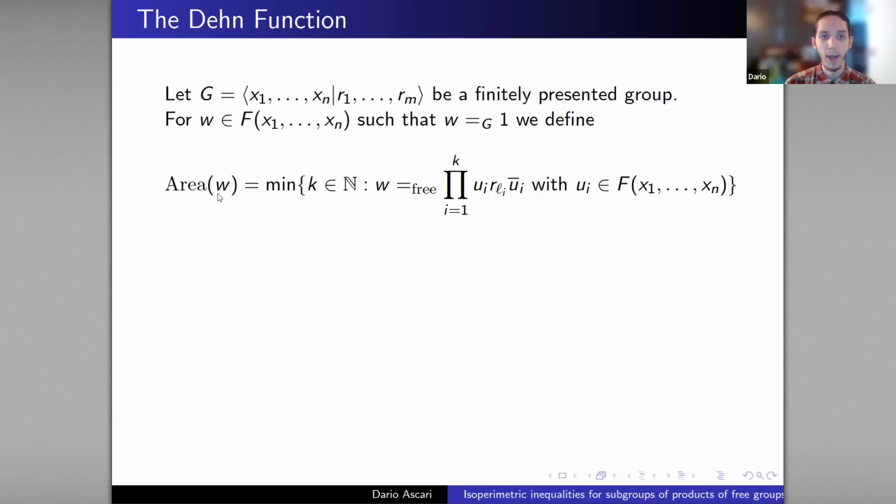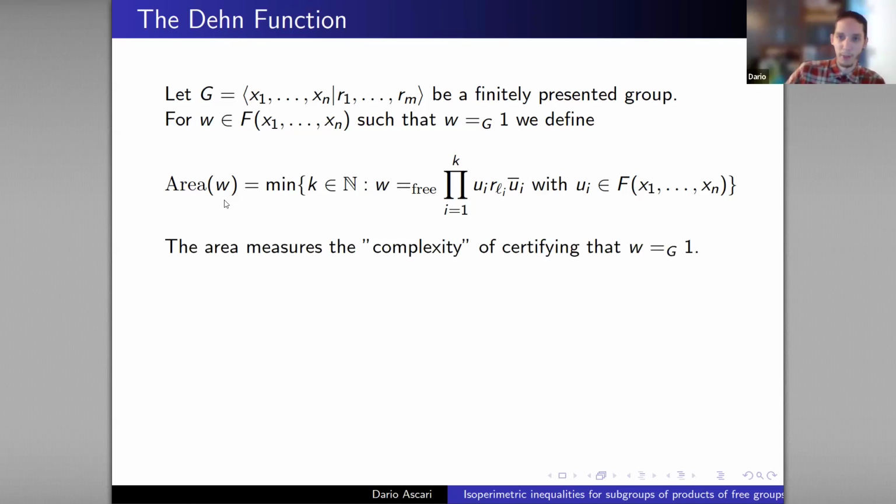And we define the area of W as the minimum K such that W can be written as a product of K conjugates of relations. Okay, so we are trying to write W as a product of conjugates of relations, and we are trying to use as few relations as possible in order to do this. And this is the area of our word W. Let's say, just roughly speaking, the area measures the complexity of certifying that W represents the identity in G. Okay. The reason why it's called area is that this has a geometric interpretation.